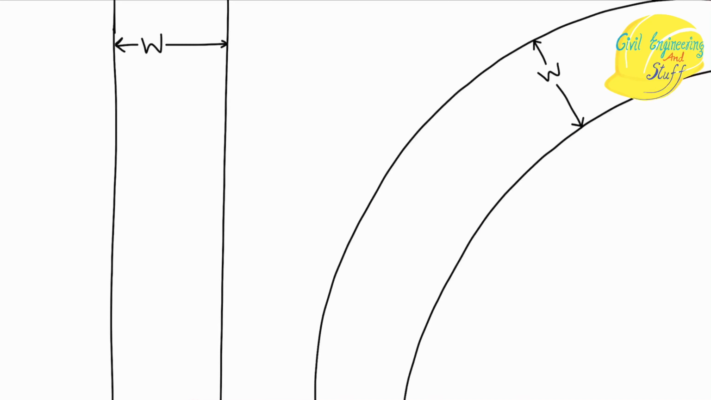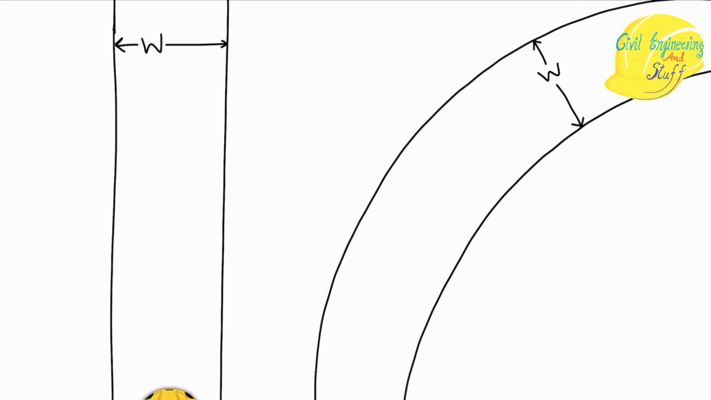Then we did a couple of numericals. So continuing from that, today we are going to study about the extra widening of the road, and this is another parameter of horizontal curve. So let us assume that we have a straight road of width W.